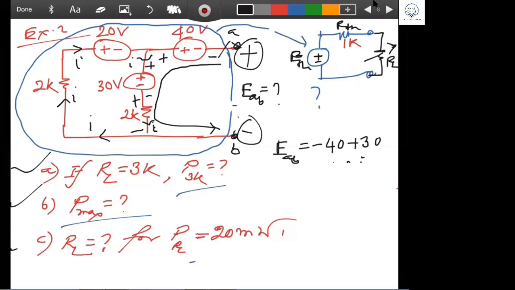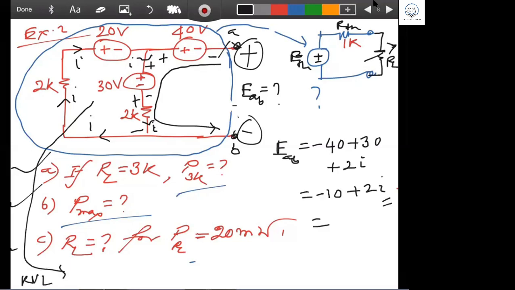Thevenin equivalent we are finding. So if you want to find I, then you have to apply KVL. So what is the KVL equation here? If you go, this is plus minus, this is plus minus, this is plus minus. Now, how many voltages are there? 4 voltages are there. So what are the 4 voltages? Anybody can tell me what are the 4 voltages?